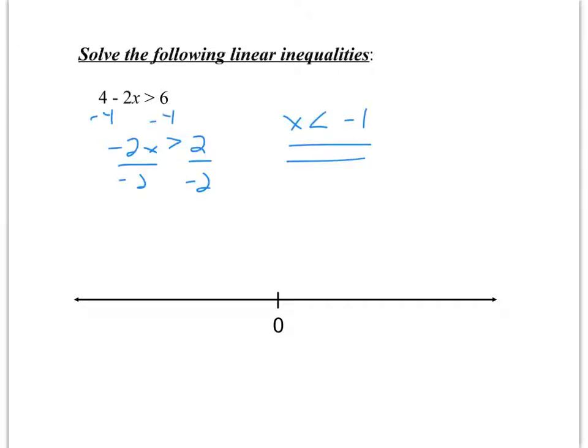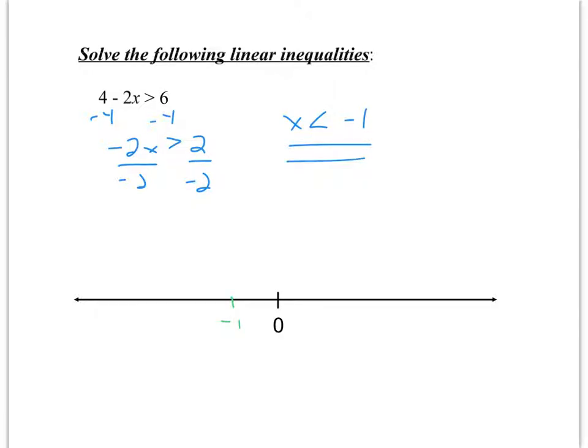I hope you got an answer of x is less than -1. Did you have an answer of x is greater than -1? Did you forget to flip the sign when we divide by a negative? I subtracted the 4 from both sides and got -2x is greater than 2. When I divide both sides by -2, I flip my inequality, so I get x is less than -1. I'm now going to graph this, so I'm going to have an answer of -1 right here.